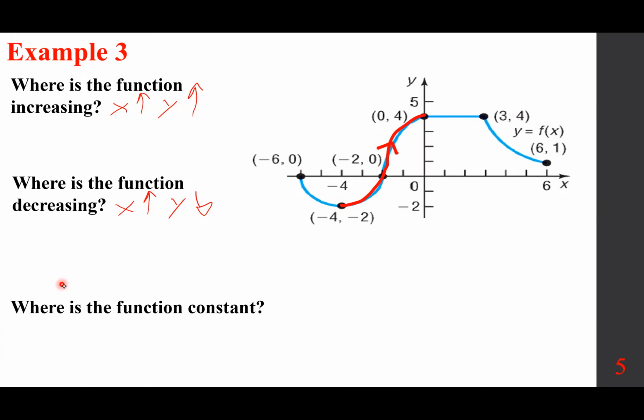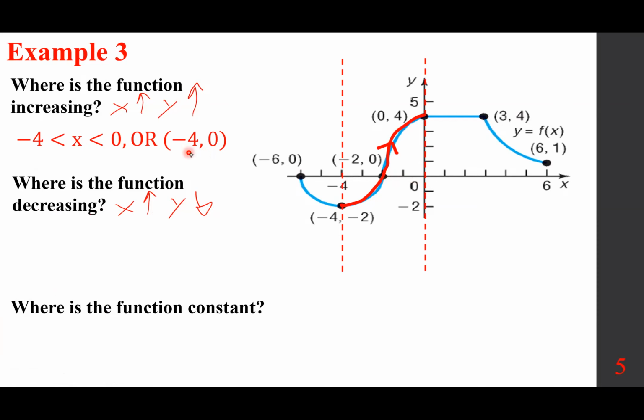And so look at this part. As we go from left to right, obviously x increases, so does y. And so from here to here is from -4 to 0. You can write it in inequality format or interval format.